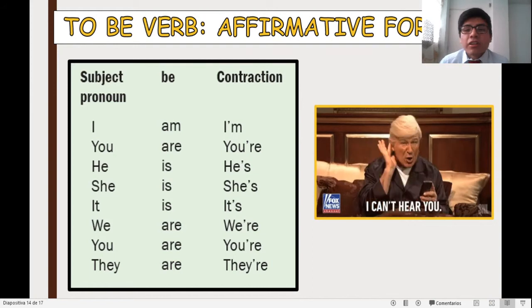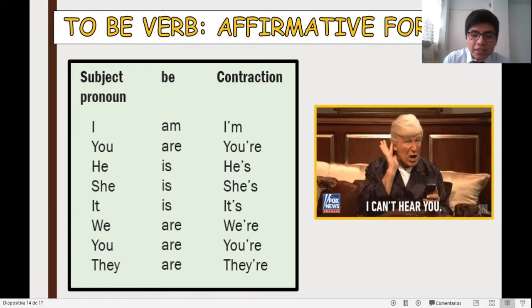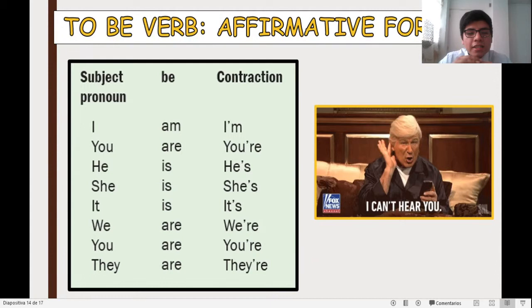Okay, you have the affirmative form of the to be verb, the verbo to be, no? This topic you already know. Este tema ya tú lo sabes. But now we need to focus on pronunciation. Vamos a enfocarnos en pronunciación. Okay? Because you already know that. So, you know how to pronounce this, right?